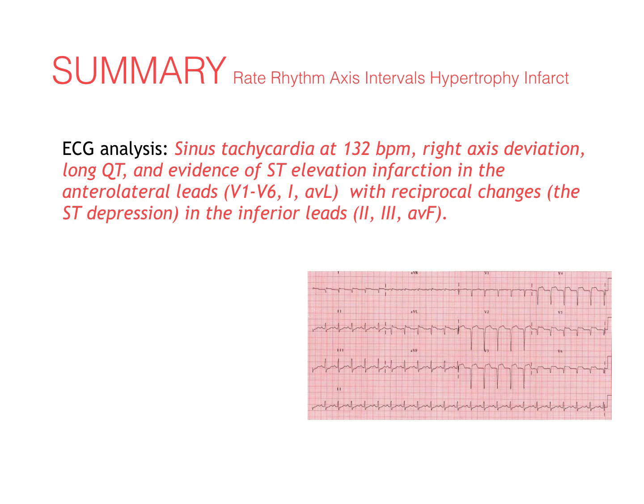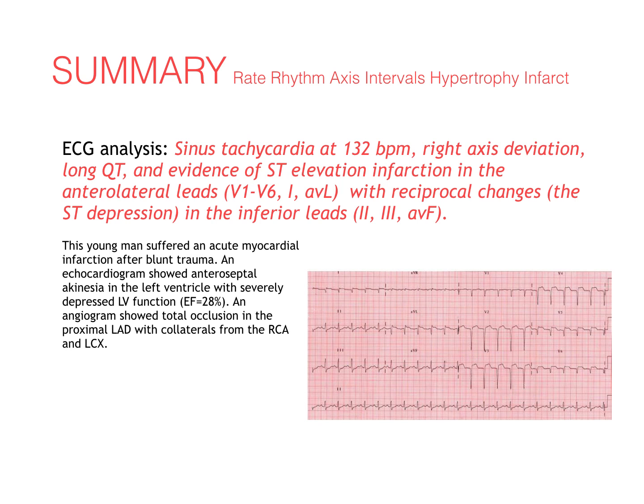No. So the whole summary of this ECG is sinus tachycardia at the rate of 132 beats per minute, right axis deviation, long QT interval, and evidence of ST elevation infarction in anterolateral leads, means V1 to V6 and lead first and AVL, with reciprocal changes, means ST depression in the inferior leads, lead second, third and AVF.